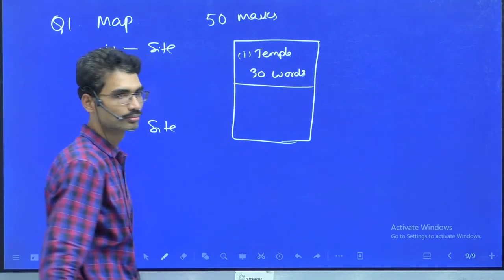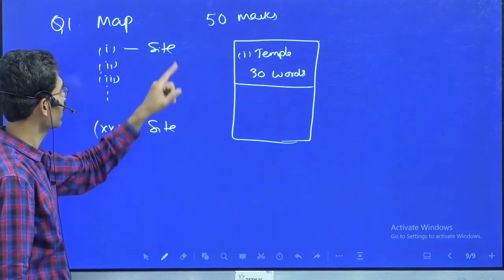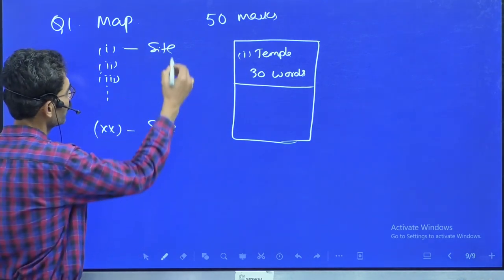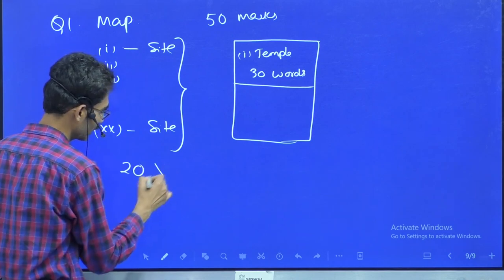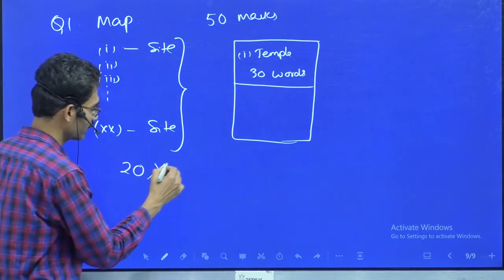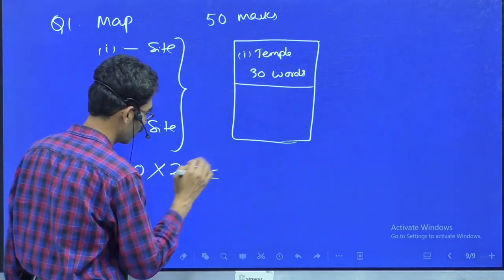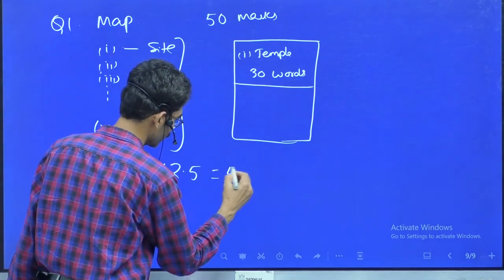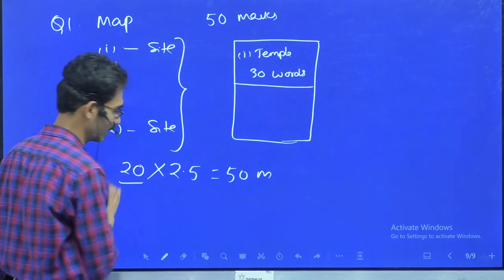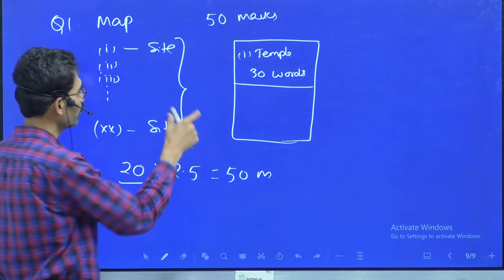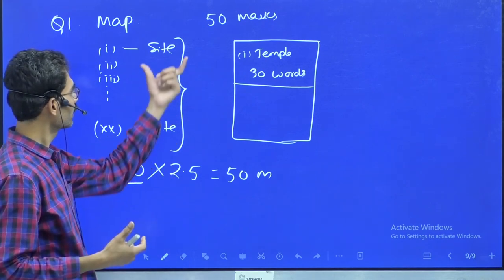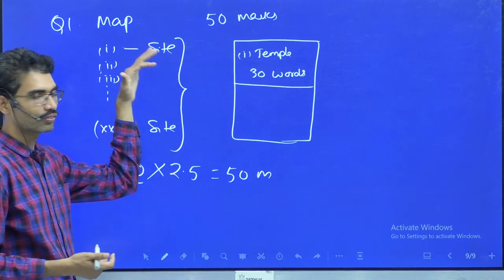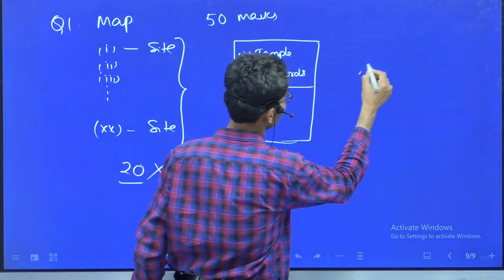This question is for 50 marks, and these 50 marks are divided into 20 site markings. That means 20 sites, each site carries 2.5 marks. That means 50 marks for 20 sites. You will be given a map also in the question paper. That map contains 1, 2, 3, like this.